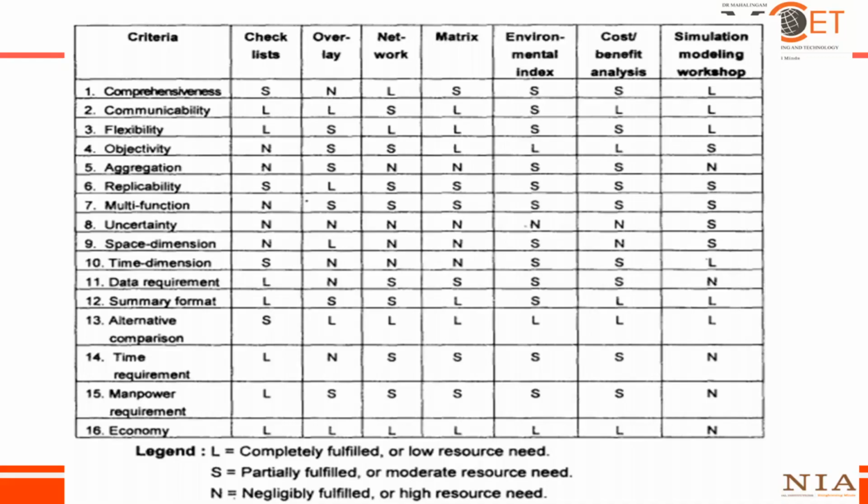Here you can see that most of the methods do not take uncertainty into account. Why? Because they don't know what the future impacts will be. So that is negligibly fulfilled. You can see that uncertainty is negligibly fulfilled in all of these, or most of them, except one, that is simulation modeling. Why? Because you'll be trying to simulate some scenarios and find out if this happens like this, what will be the impact, if this happens like that, what will be the impact. Only in that case can you have the uncertainty component. In all of the other methods you cannot have the uncertainty part.